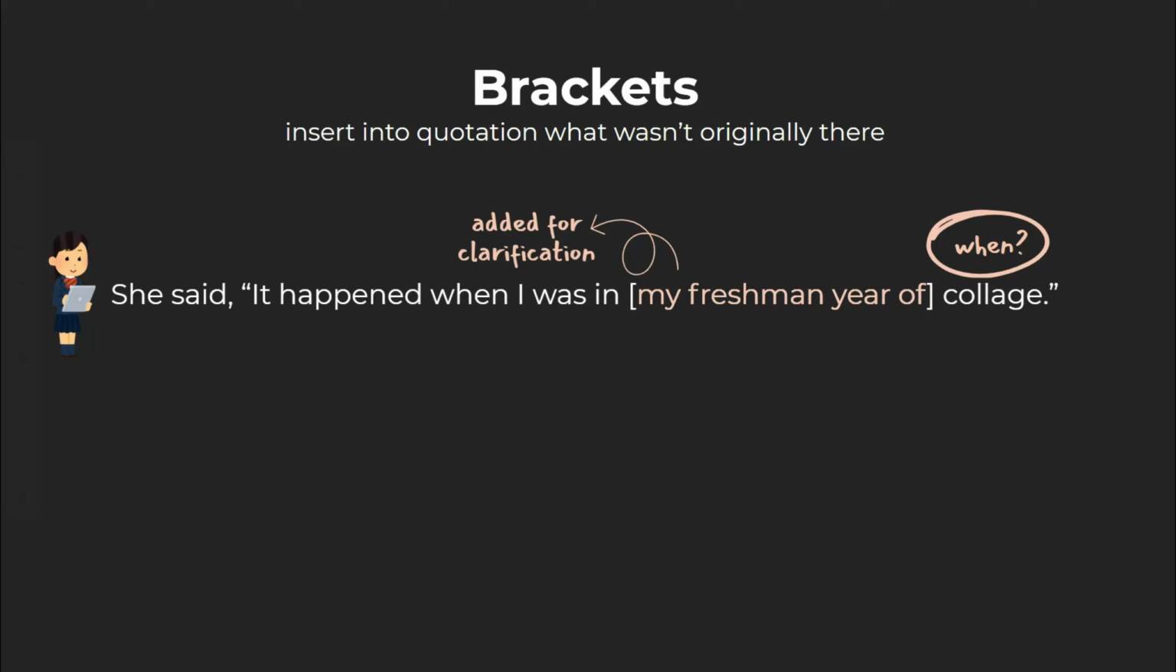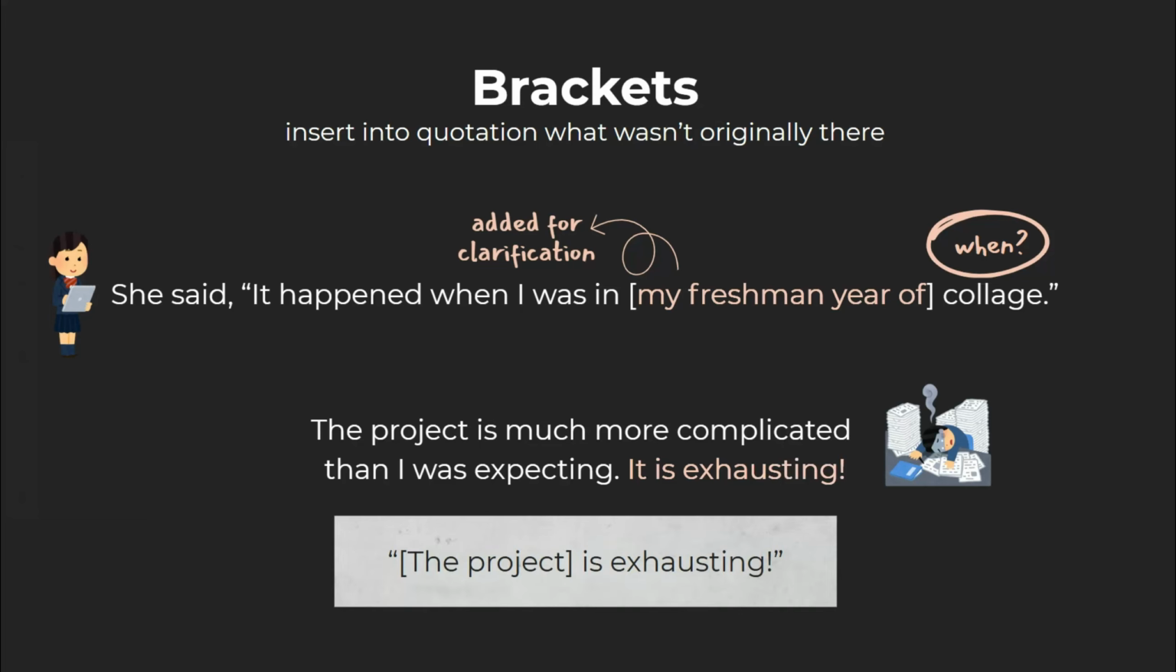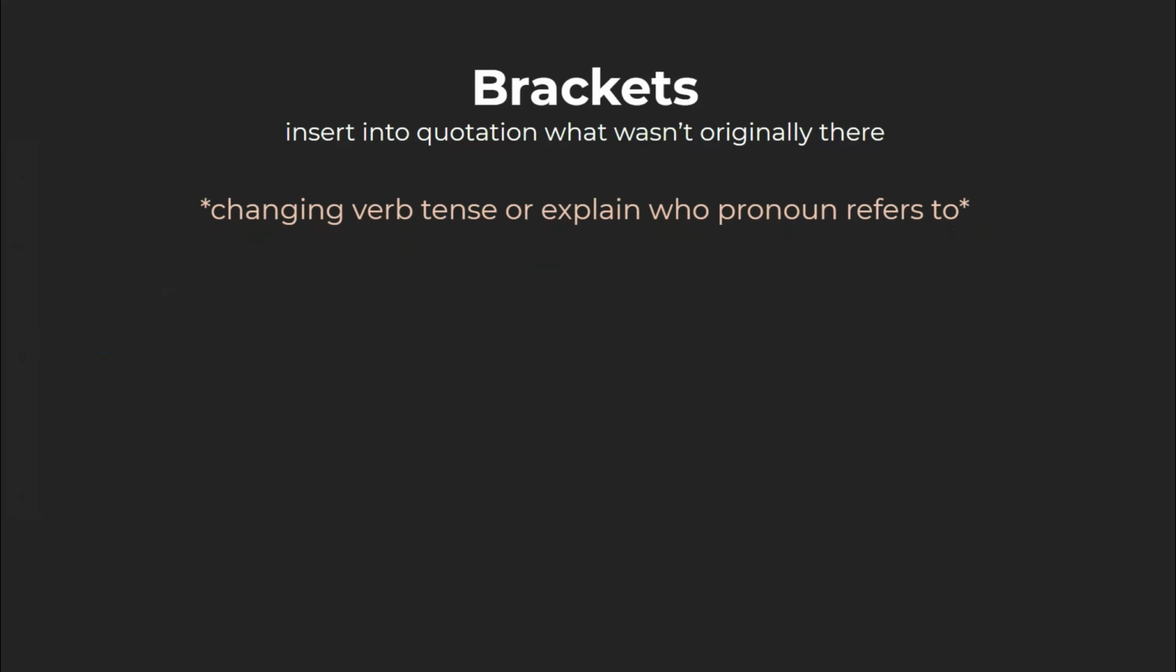Another example is, "The project is much more complicated than I was expecting. It is exhausting." If someone wants to quote only the second sentence, "it is exhausting," they might put "the project" in brackets to give us more context as to what they're talking about. You'll also see brackets used to change verb tense or explain who a pronoun is referring to.